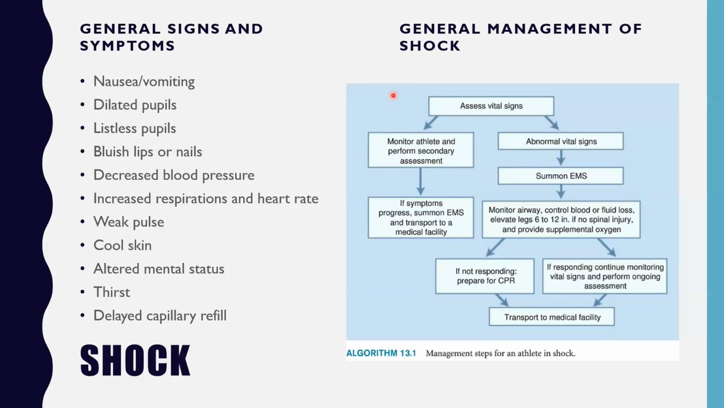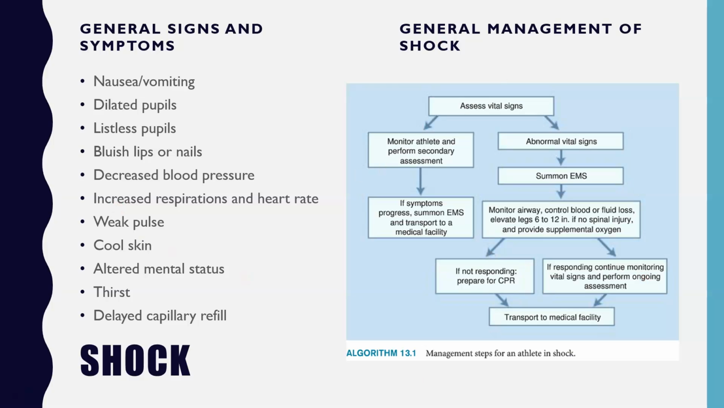So the signs and symptoms of shock are listed here. And you can see most of these are associated then with this decrease in blood pressure. We see bluish lips or nails as we have less extremity blood flow, similar to capillary refill. We have an increase in thirst associated with the dehydration similarities of low blood pressure. And then a variety of other signs and symptoms.